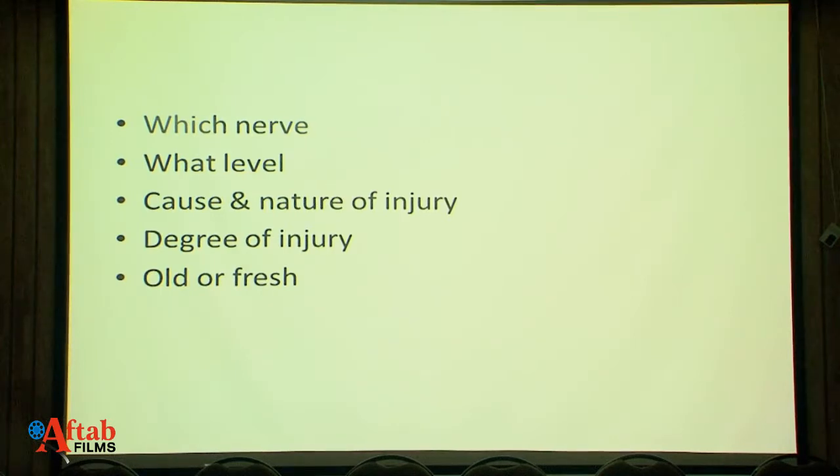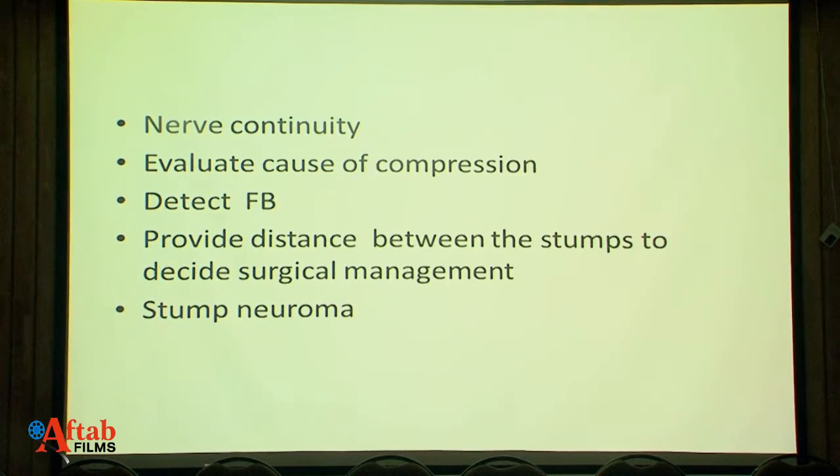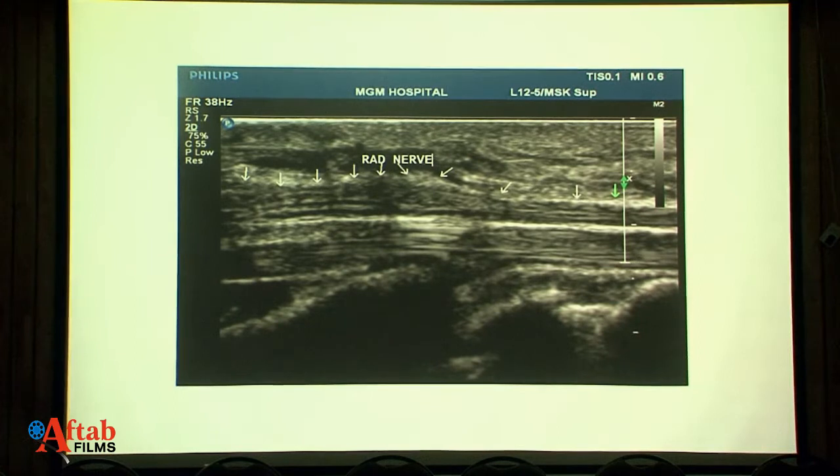Ultrasound definitely gives information about which nerve is involved, at what level it is involved, the cause and the nature of the injury, and the degree of injury, that is the type of injury: axonotmesis, neurotmesis, or neuropraxia. And definitely it will provide the distance between the two stumps to decide the surgical management. So this is a case of neuropraxia where there are edematous nerve fibers. This is the normal nerve, and this is the injury at this level.